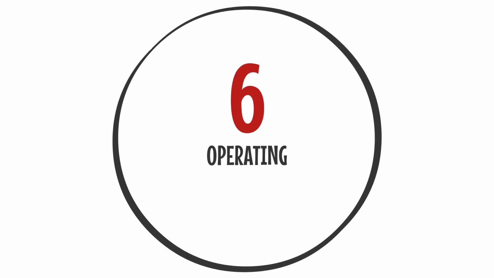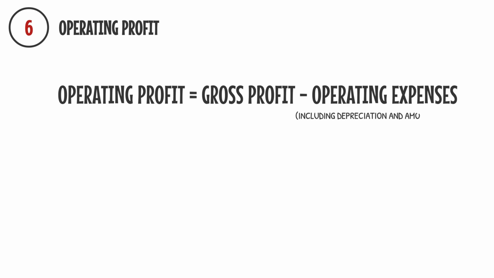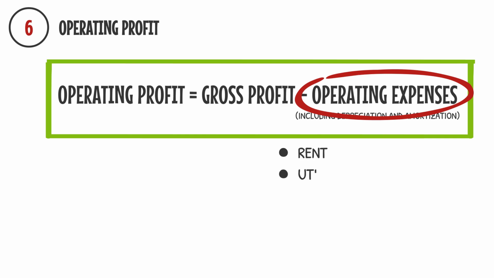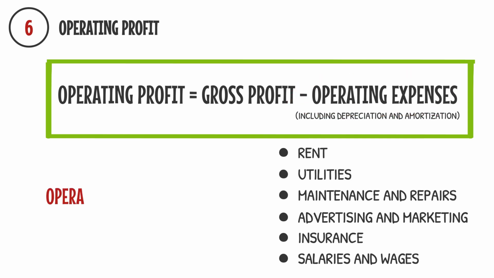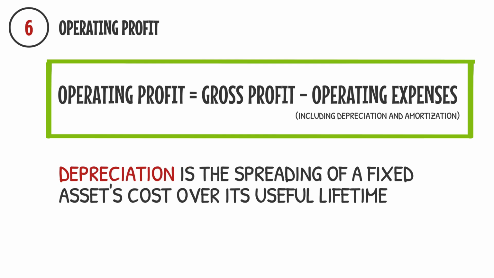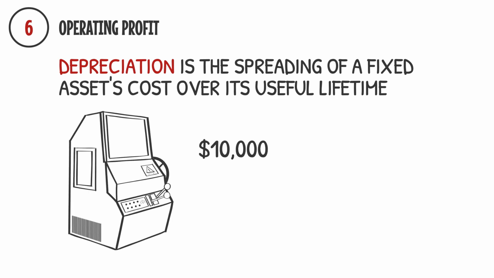Number 6, operating profit. Operating profit is calculated by taking gross profit and subtracting all operating expenses and depreciation and amortization. Operating expenses may include rent, utilities, maintenance and repairs, advertising and marketing, insurance, and salaries and wages. So, operating profit is always less than or equal to gross profit. Depreciation is the spreading of a fixed asset's cost over its useful lifetime. For example, let's say that a company purchases a new machine for $10,000 that it expects to last for 5 years.